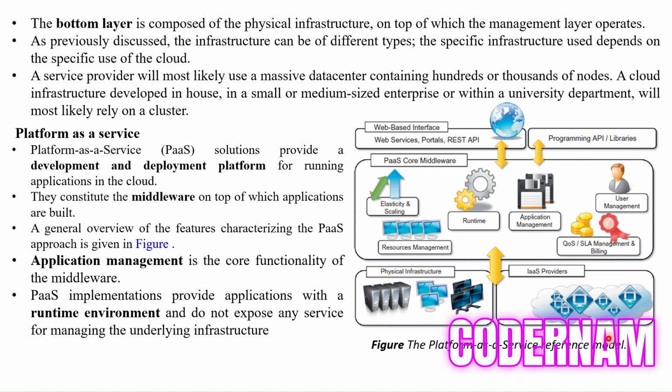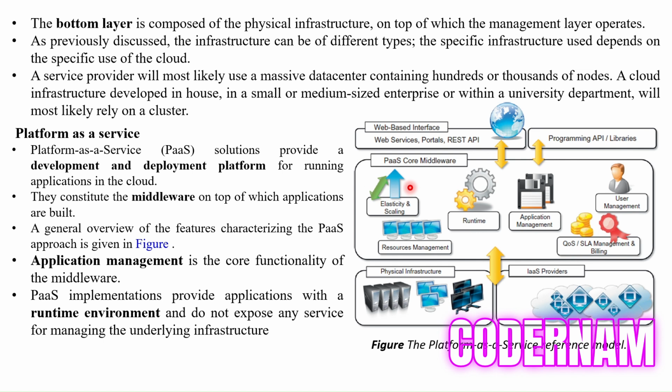Next comes the IaaS providers. This layer abstracts and virtualizes the physical infrastructure. They provide virtual machine, storage and networking resources on demand. Next comes the PaaS core middleware. So, this is the heart of the PaaS architecture, responsible for enabling the development, deployment, and management of applications.